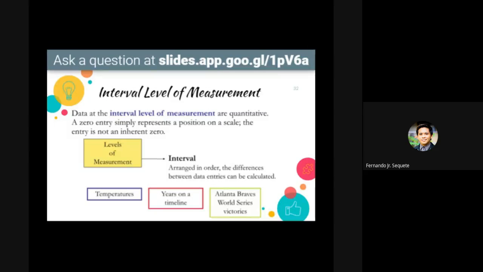Next level, we have interval level of measurement. Data at the interval level of measurement are quantitative. A zero entry simply represents a position on a scale. The entry is not an inherent zero. So pwede nating maging entry ang zero, like for example 0 to 5. Pwede siya. And then meron siyang meaning. Okay? That 0 to 5 has a meaning. Pwede na siya. Okay, that's in the level of measurement.